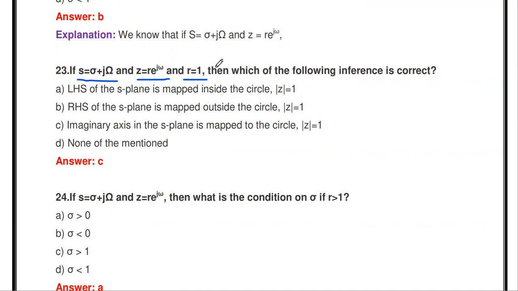So here you see the radius r should be equal to 1. So what is the meaning? R equal to 1 means the imaginary axis in the S-plane is mapped to the circle. If the poles are located on the imaginary axis, the values are mapped on the unit circle. Okay, so C is the correct answer: the imaginary axis in the S-plane is mapped to the circle, modulus of Z equal to 1.